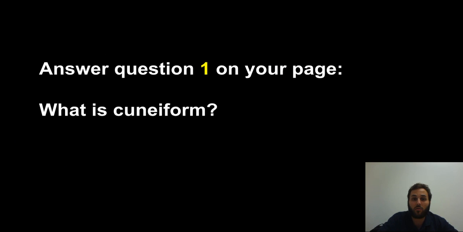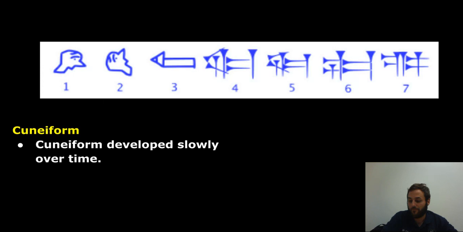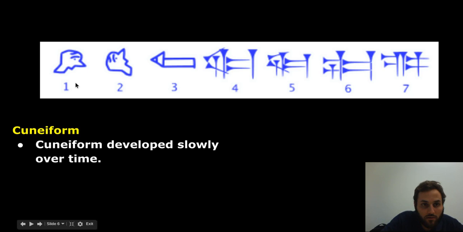Take a minute to answer question 1 on your page. What is cuneiform? Cuneiform developed slowly over time. Here's a picture of what it looked like at first. And here's what it looked like after a few thousand years. So 1, 2, and 3 are kind of the first forms of cuneiform. And then it started to develop to be more like 4, 5, 6, and 7.